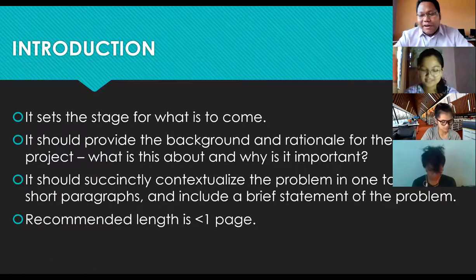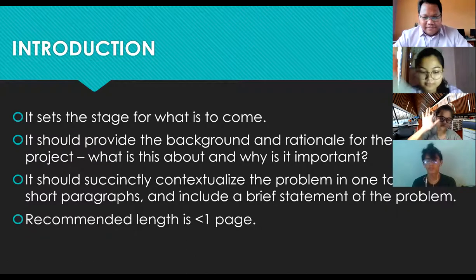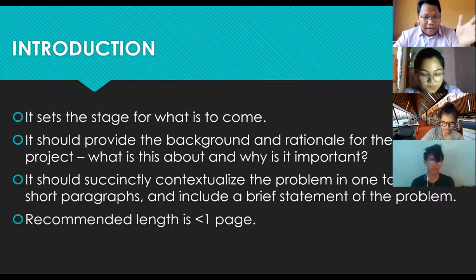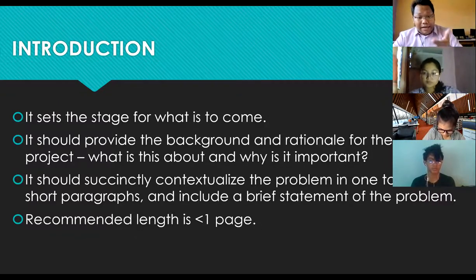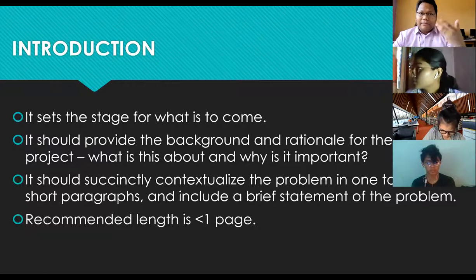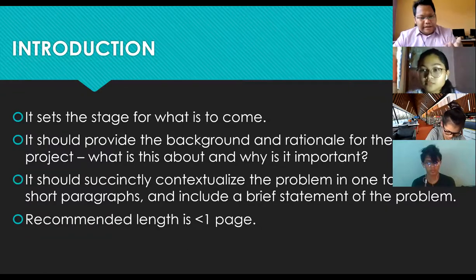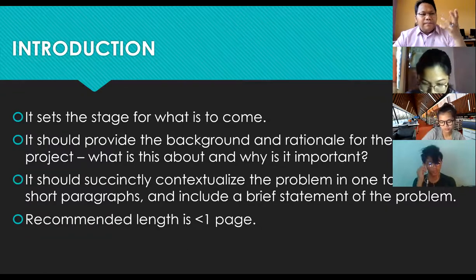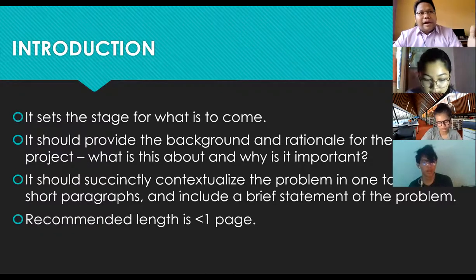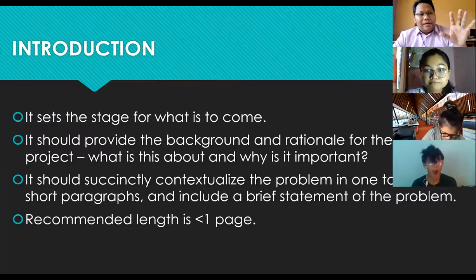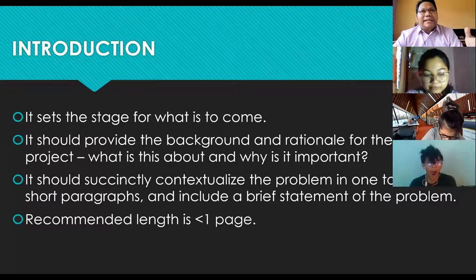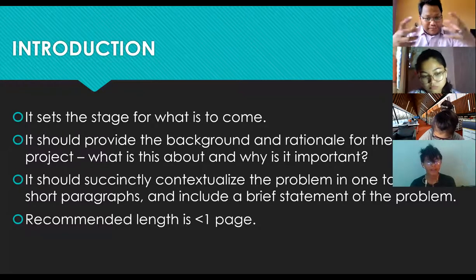Recall, how long were your rationales before? 5 pages, 4 pages. The page format allowed it, or the page format in the practice of today still allows it. But in the format that we will do, there's no need to create something that lengthy when it can just be presented in shorter terms.